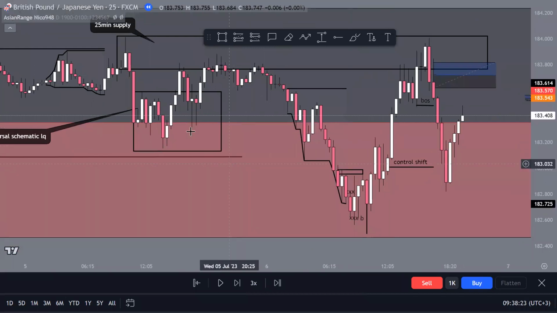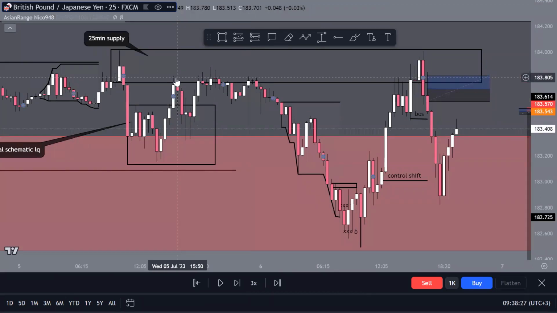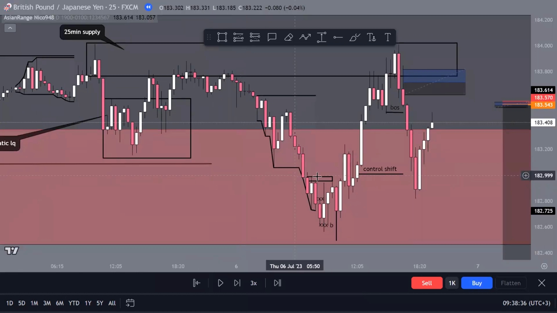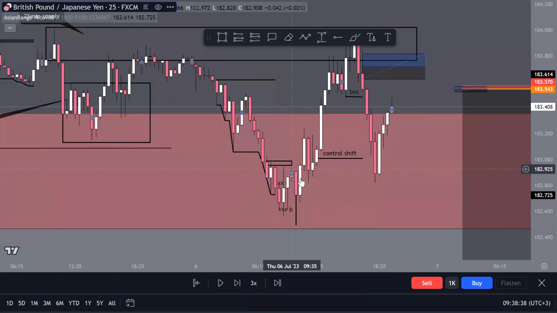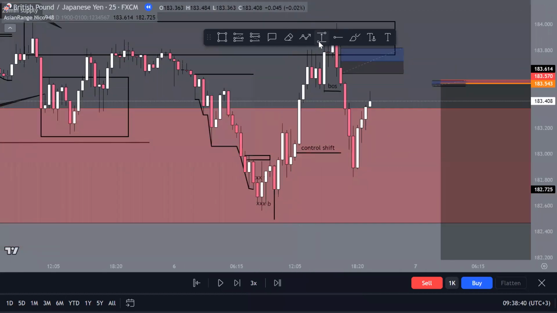Because we took out this liquidity, it mitigated this area of supply. We had this fast impact over here, fast touch. So I had in my mind that this was a sweep action. So it is what it is. I was convinced to sell from this point. I took my sells. It was a decent 1 to 10 R, I believe.